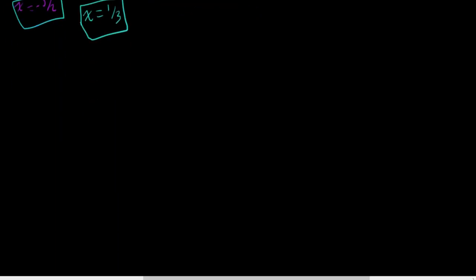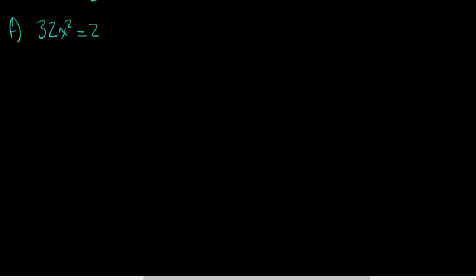Alrighty, letter F. F says 32x squared equals 2. And so I will start this off by subtracting 2 on both sides just to get this equal to 0. So I get 32x squared minus 2 is equal to 0. And first thing I do is check for a common factor. I can pull out a 2 from both of these.